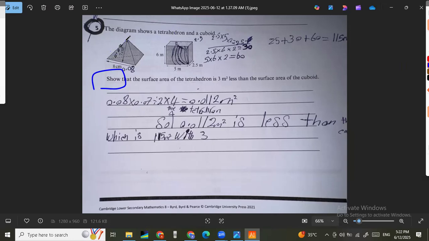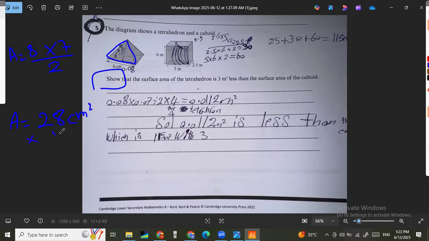So how can we do this? We need to find the area of one face of the tetrahedron and then multiply by 4 because there are 4 faces, and the 4 faces are triangles, all of them the same. So area equals 8 multiplied by 7 divided by 2. Then the area of a triangle is what? Base times height divided by 2. So A equals 56 divided by 2, which is actually 28 centimeters squared. This is the area of one triangle.